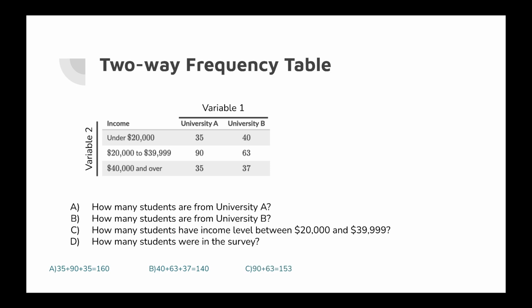And lastly, the answer for the last question, how many students were in the survey, should be the sum of all students, or all the numbers on the table. So if we add all of them, which is 35 plus 40 plus 90 plus 63 plus 35 plus 37, it is equal to 300.